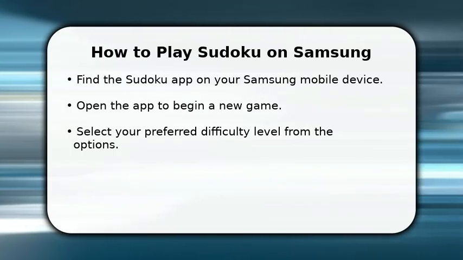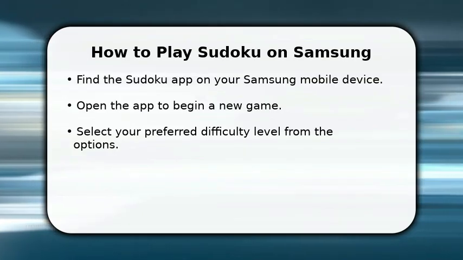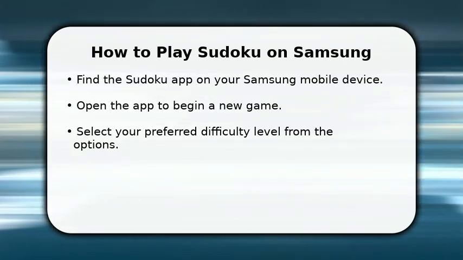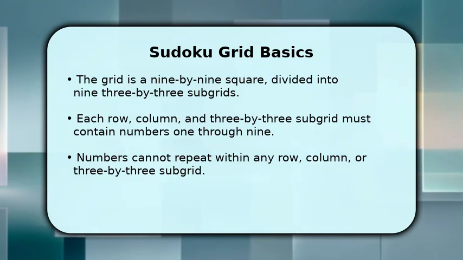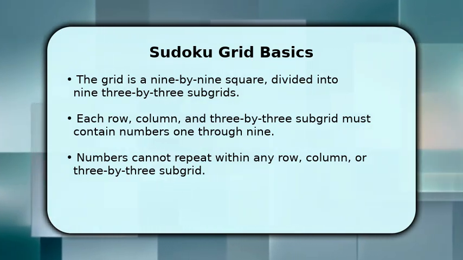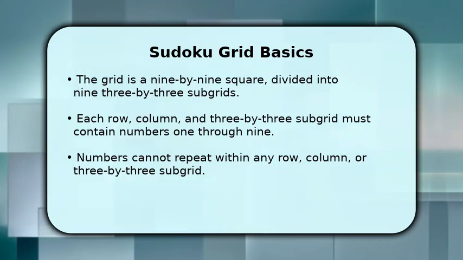You will then be presented with various difficulty settings, such as easy, medium, hard, or expert. Choose the level that best suits your skill, and a new puzzle grid will appear, ready for you to start playing. The Sudoku puzzle consists of a large 9x9 grid, which is further subdivided into 9 smaller 3x3 boxes.